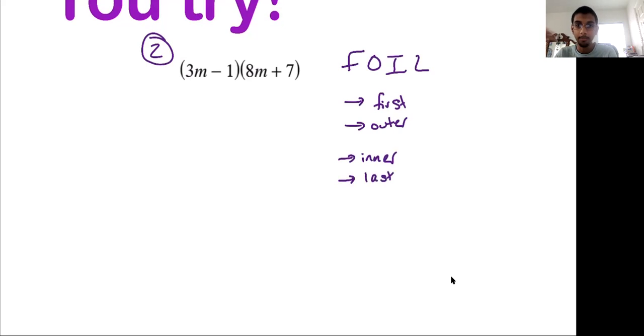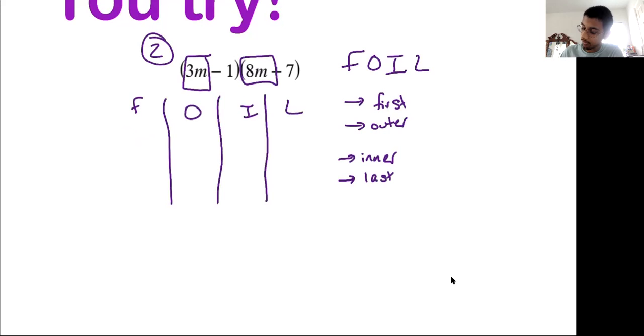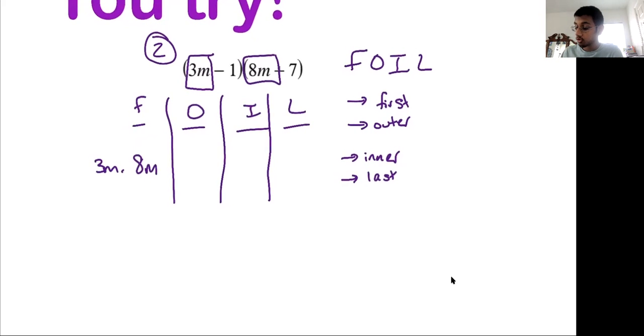Okay, so how do I do this now? So let's look at our first terms. Our first terms are always this term and this term. That's just always how it is. So for your FOIL, you'd have your 3m times your 8m, because those are the first terms of each parentheses, which becomes 24m squared. Then we have our outer terms, which are 3m and 7.